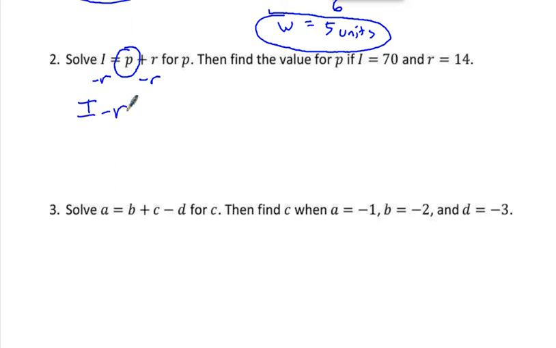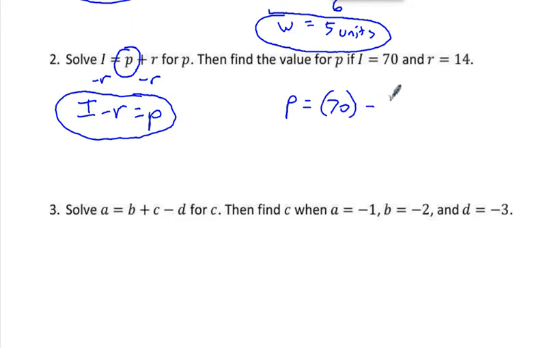I minus R equals P. We have now solved for P because P is isolated. This is our new formula. And we can find what P equals when I is 70 and R is 14. 70 minus 14 is 56.